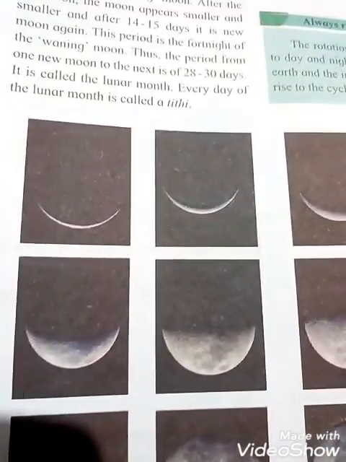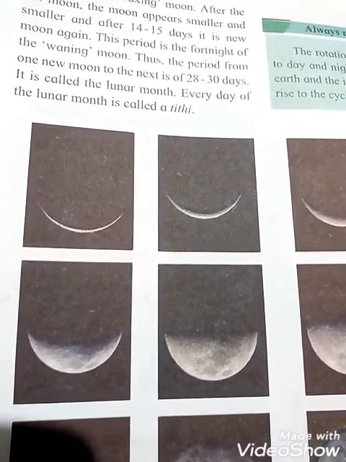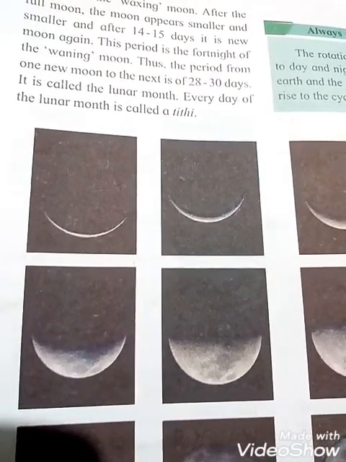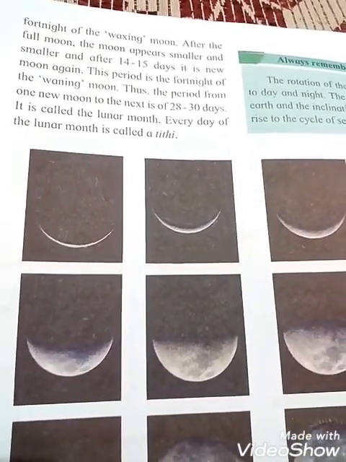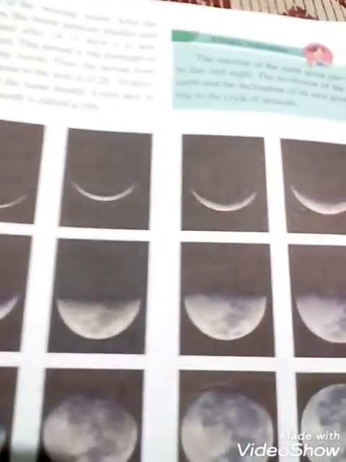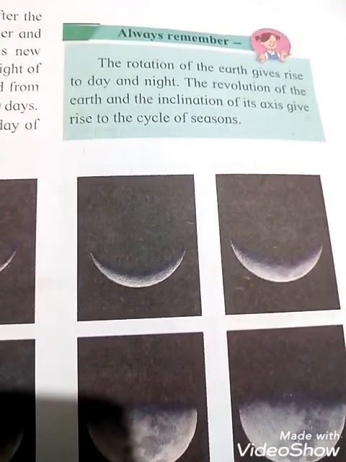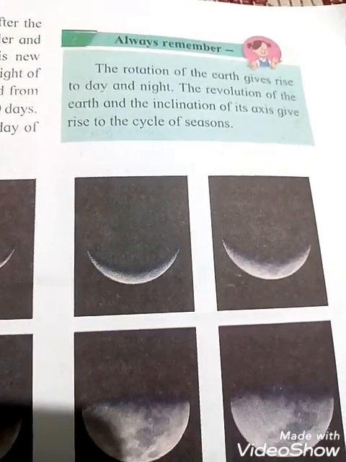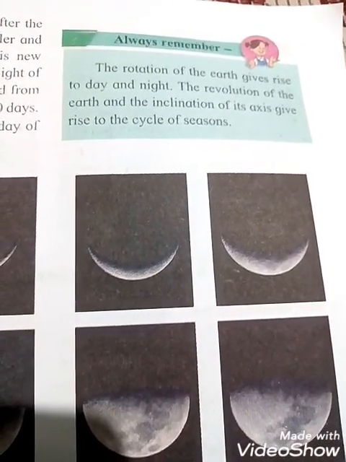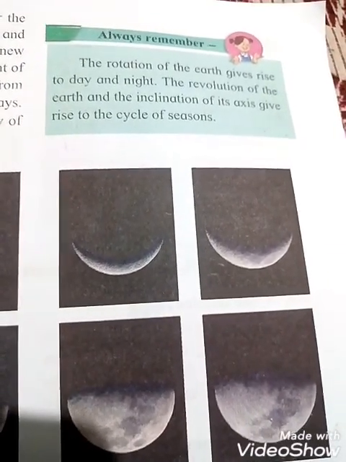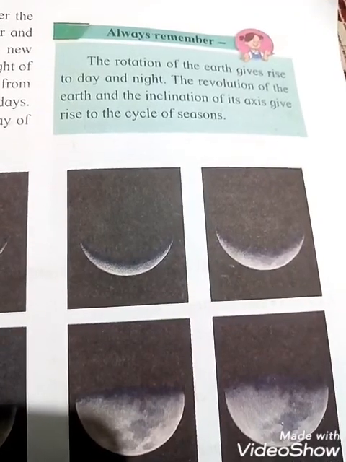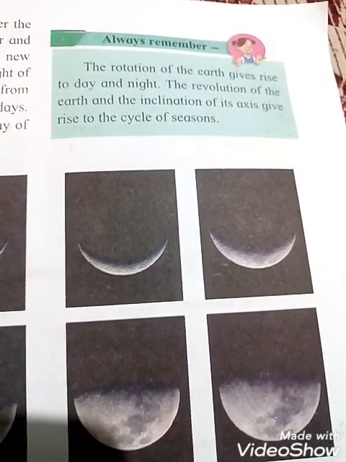See, it is given here that the period from one new moon to the next is of 28-30 days. It is called the lunar month. And every day of the lunar month is called a Tithi. Always remember, the rotation of the earth gives rise to day and night, and the revolution of the earth and the inclination of its axis give rise to the cycle of seasons.